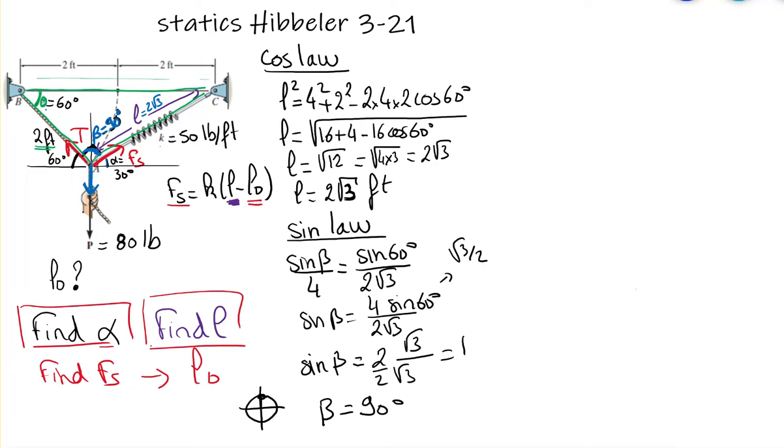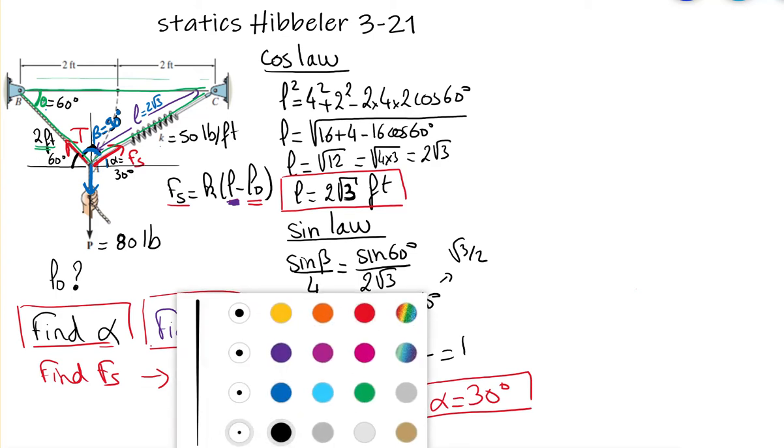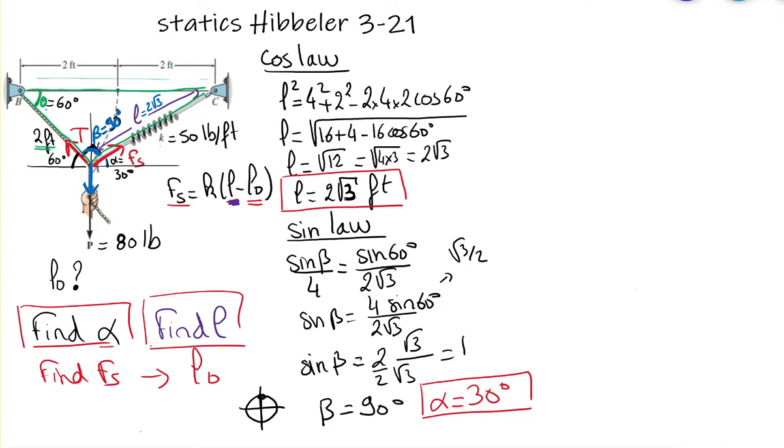Okay, let me write alpha. And so alpha is equal to 30 degrees. We found alpha and we found L. Okay, now let's go with the free body diagrams, and that's where I will do something different than in the solution of your book. So you have the point A, the particle, we have the force P going down, and P is equal to 80 pounds.